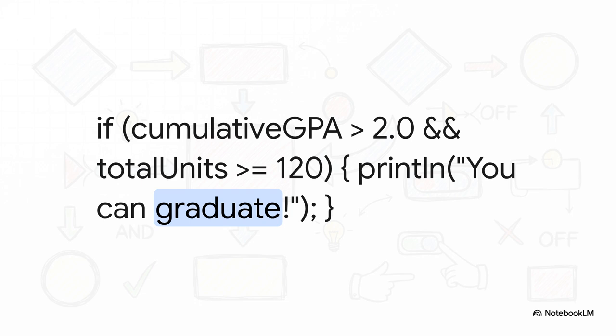The program first checks, is have boots true? If it is, then it checks, is trail is open true? Only if the answer is yes to both does it run the go hiking code. It's a strict check, perfect for when you have multiple requirements.